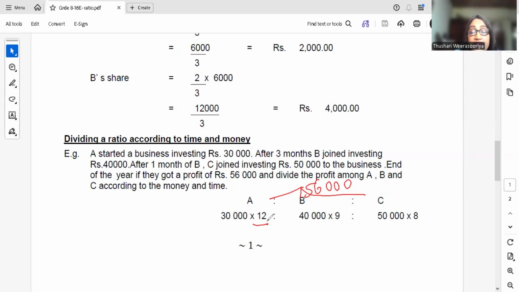Right? First, you consider time. In the earlier question, we didn't consider time because they started at the same time. Then we don't need to consider time. But here, we have to consider time, right? Then, now we'll go further.